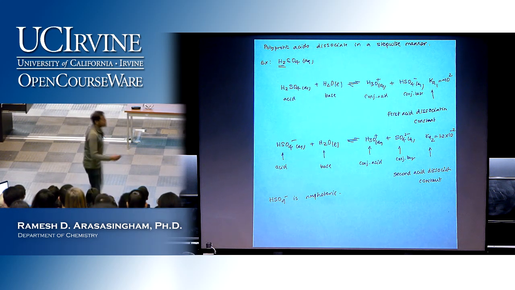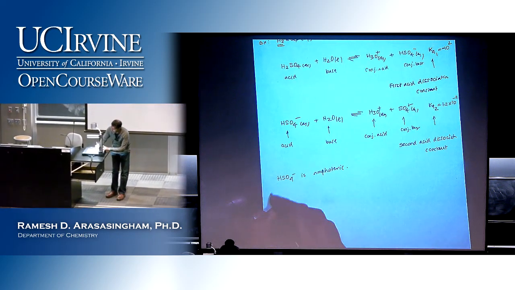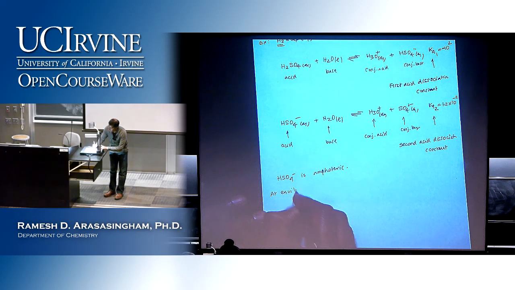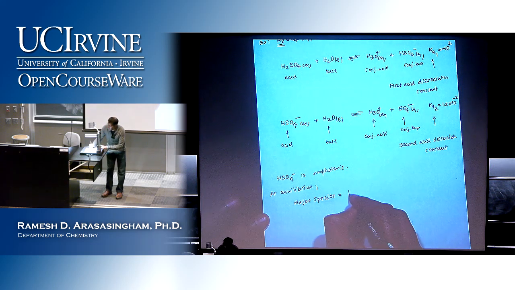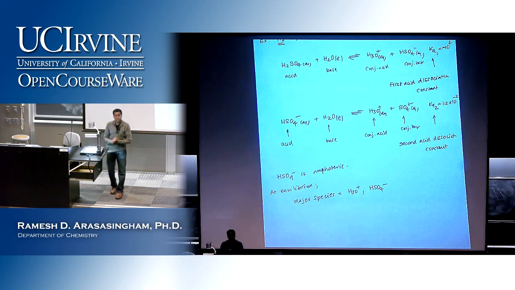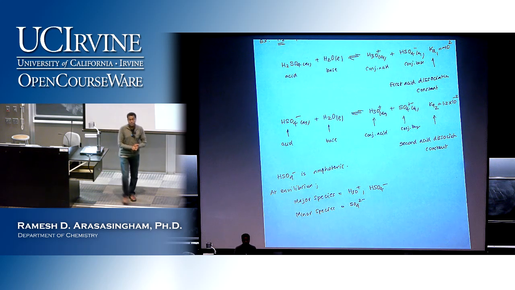Does that make sense? So what we can say is in this equilibrium mixture, we can say at equilibrium, major species. So if you want to have a feel for what that equilibrium composition looks like, the major species are going to be H3O plus and HSO4 minus. And the minor species will be SO4 2 minus.